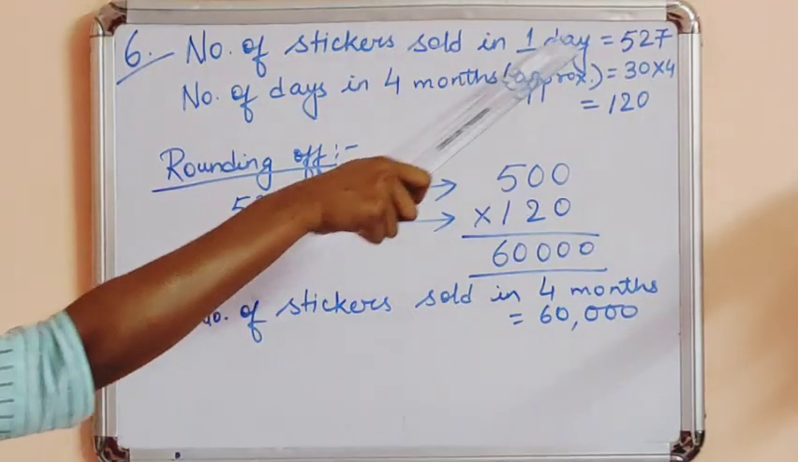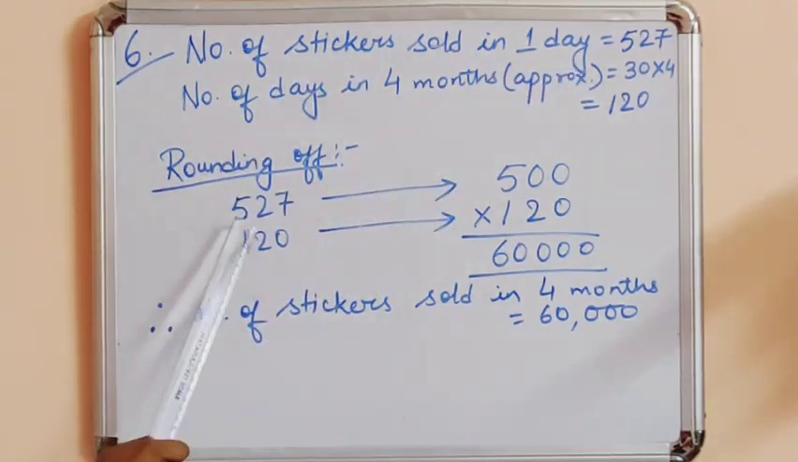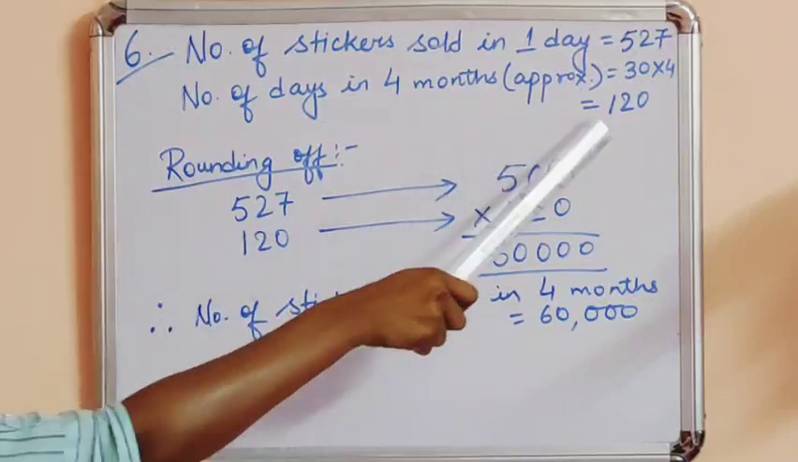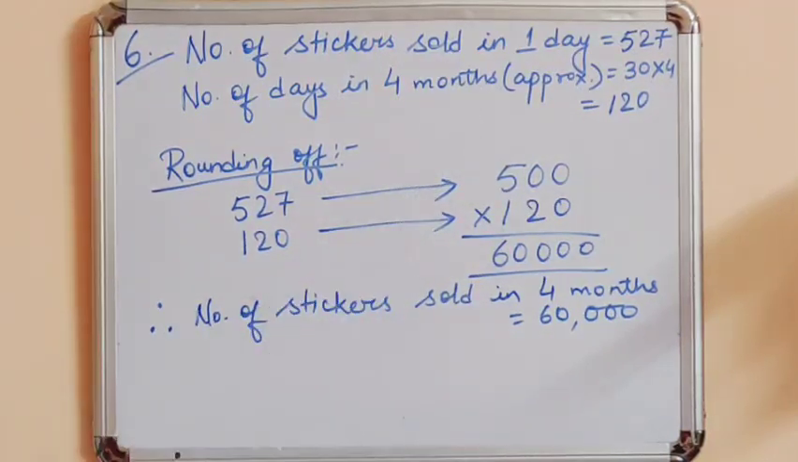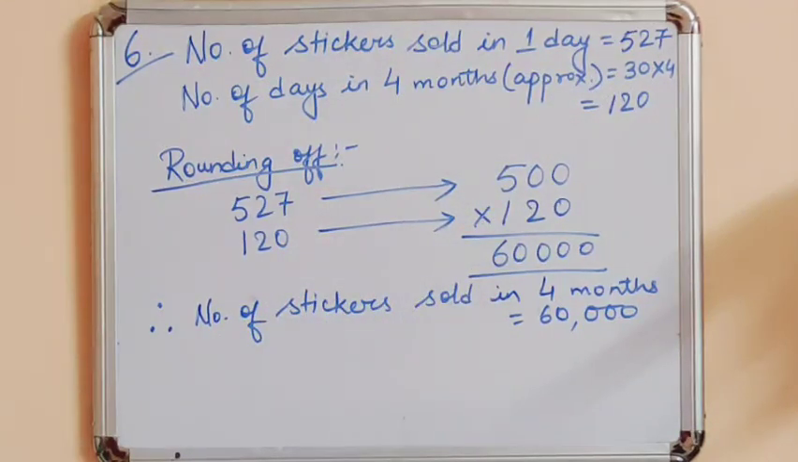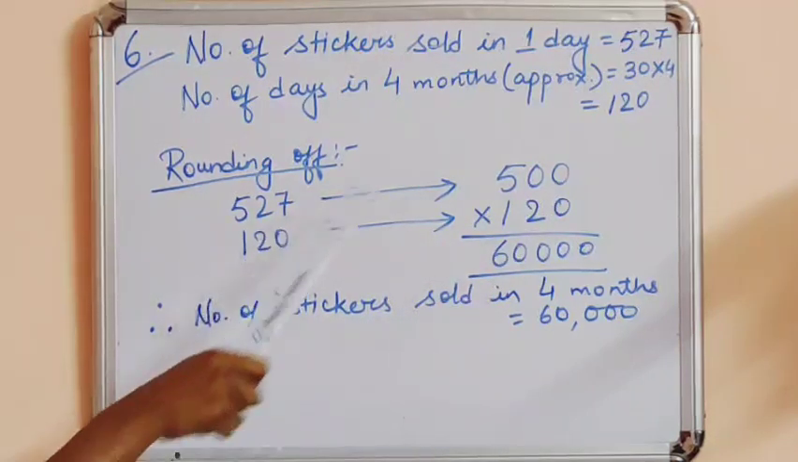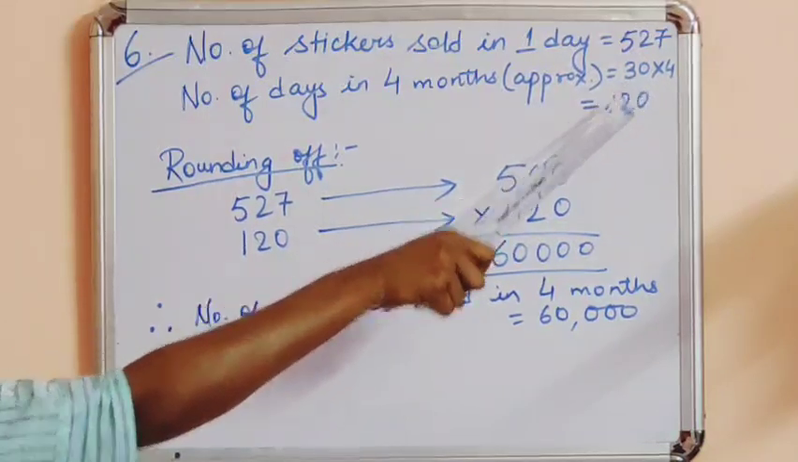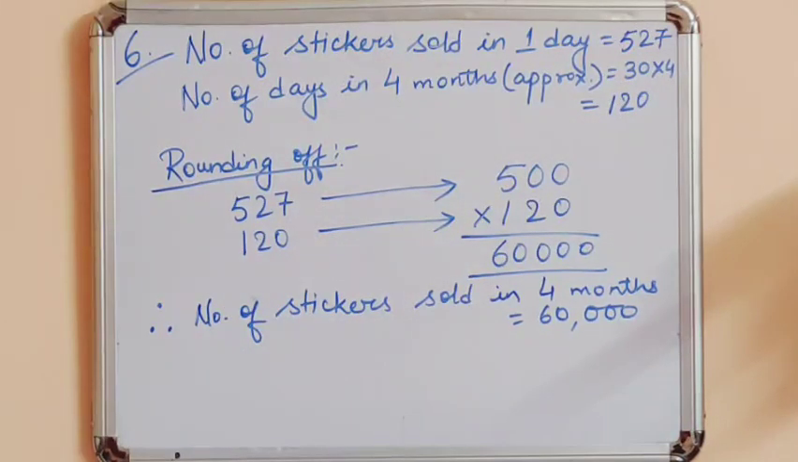So, if you round off these two numbers, that is 527 and 120. See, 120 we have already rounded off, that is why we have taken approximate here, because we have taken 30 days in a month on an average. So, no need to round off 120, we will leave 120 as it is. Why are we leaving this? Because we have already rounded off here. We are taking 30 days in a month on an average.